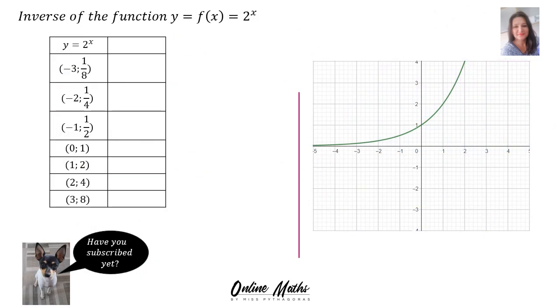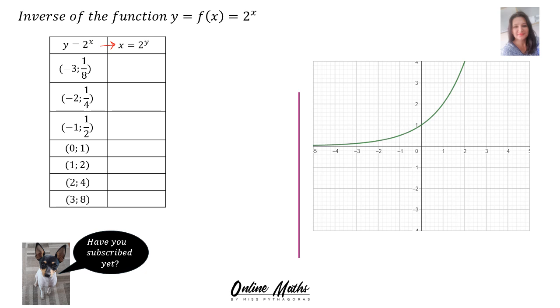Now we're going to investigate the inverse of the function y is equal to f of x is equal to 2 to the x. So sketched there on the right hand side in the green is the exponential function y is 2 to the x with all the coordinates. Now remember, inverse is the swapping of x and y coordinates. So in the place of y is equal to 2 to the x, I wrote x is equal to 2 to the y.